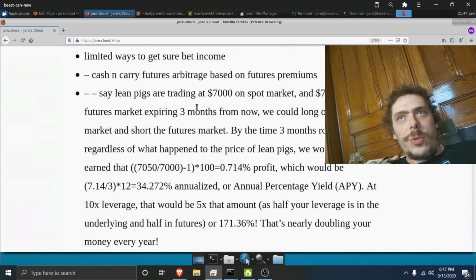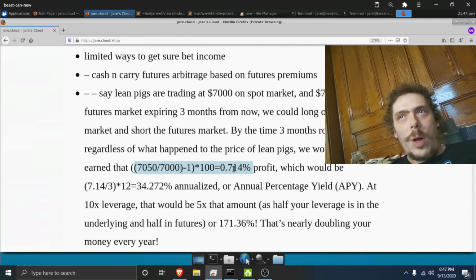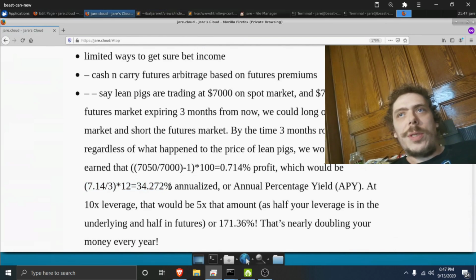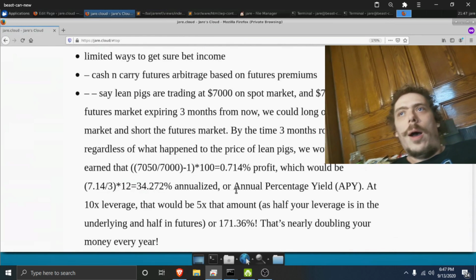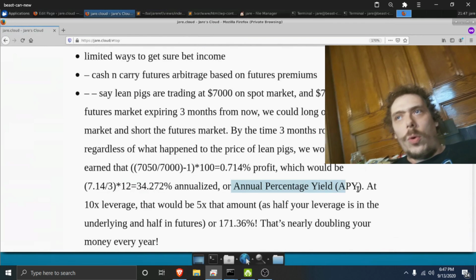By the time 3 months rolls around, regardless of what happened to the price of lean pigs, we would have earned that calculation of 0.714% profit, which would be 34.272% annualized, which means that if I was to put $100 in there, I'd have $134 after a year if I repeated that process every 3 months. And that's called annual percentage yield, or APY.